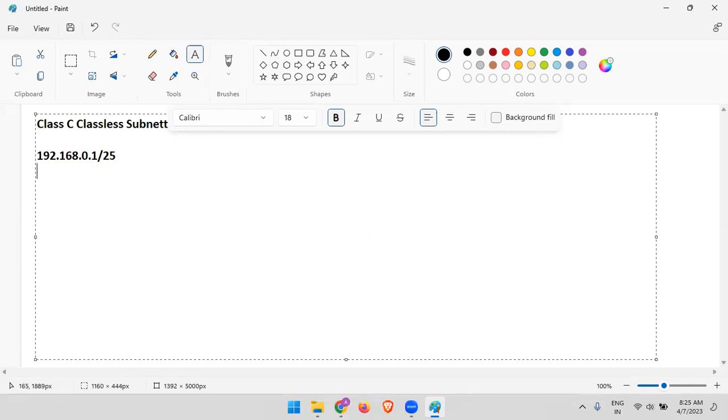Okay. Now tell me, what is the number of network bits? 25. After the slash, what do you write? The number of network bits. So the number of network bits is 25. Then what is the number of host bits? 7. This is clear? Okay. Now if I write the subnet mask in binary.